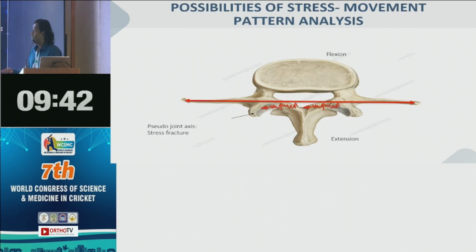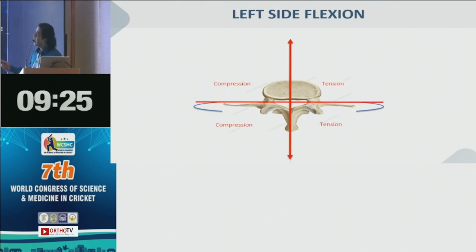So now there is a possibility of a pseudo joint axis which is created repeatedly around that segment, which can be one of the precursors or predisposition factors for this area to become more prone to stress. Now think about left side flexion.